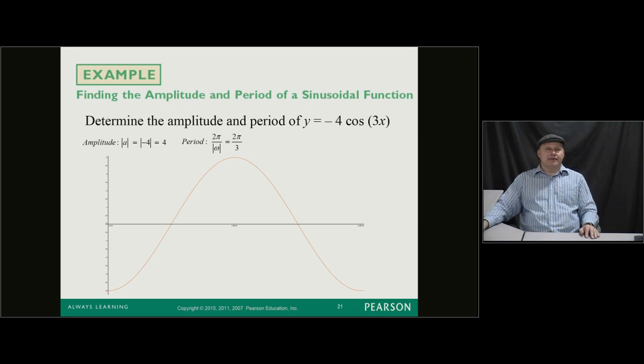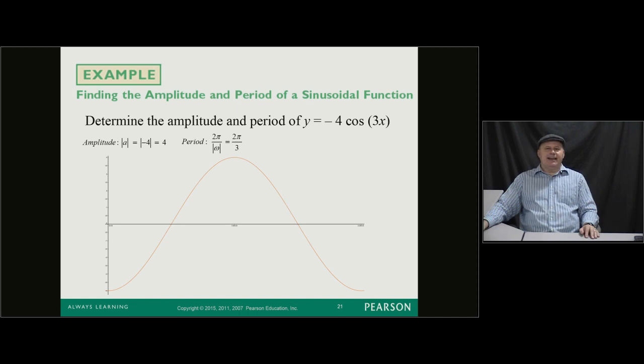Now, I don't have it labeled here, but what are the x-intercepts? Well, what's halfway between 0 and pi over 3? Pi over 6. So pi over 6 is basically the scale here. So it's going to be pi over 6, 2 pi over 6, and 3 pi over 6 is the next x-intercept. 3 pi over 6 is also known as pi over 2. Again, it's turned upside down because of the negative 4.